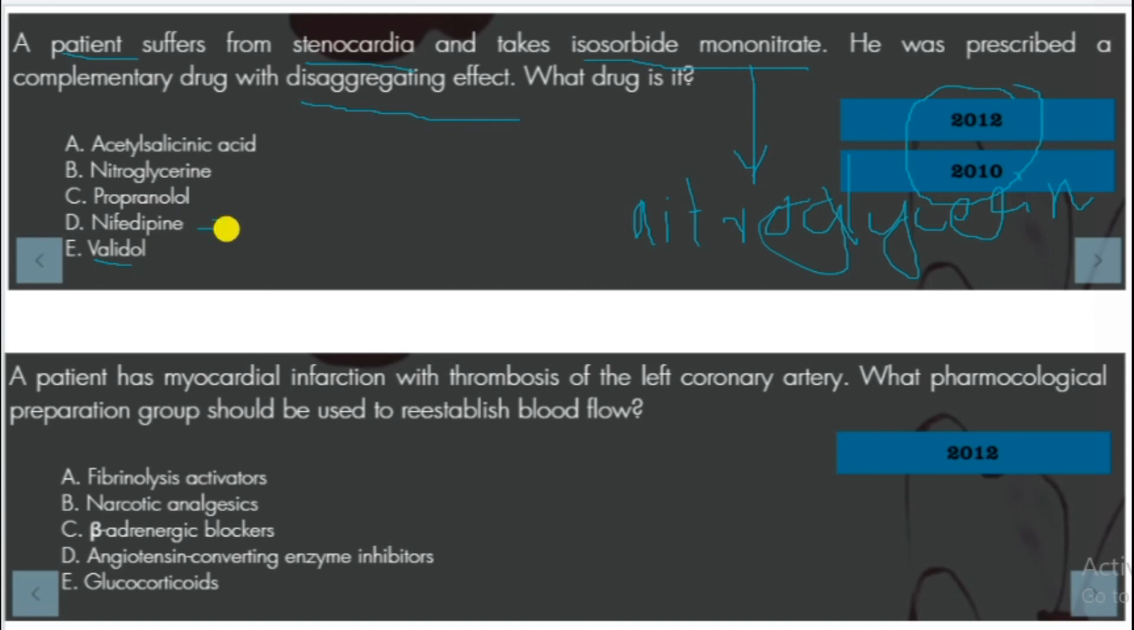Nifedipine is a calcium channel blocker. Propranolol is a beta blocker. Nitroglycerin is also an organic nitrate. Acetylsalicylic acid is aspirin, which can block cyclooxygenase 1.